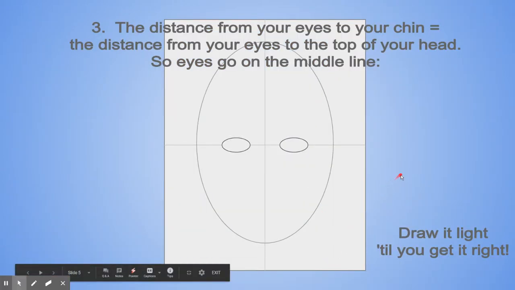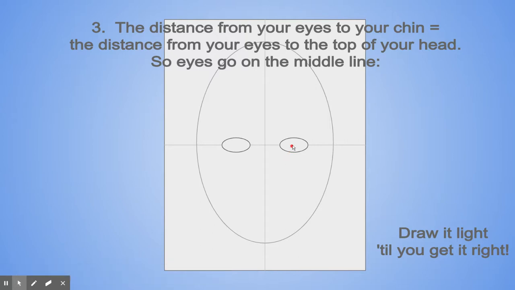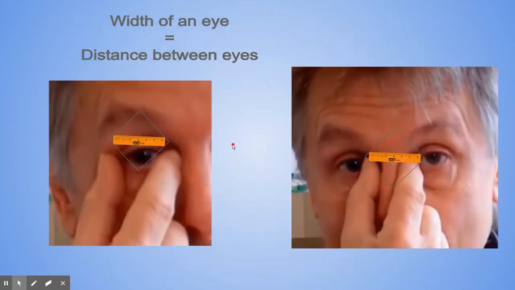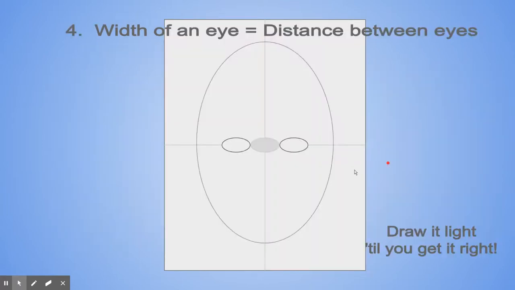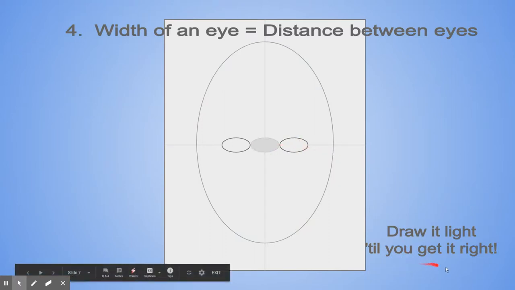Okay, so again, the distance from eyes to chin is the same as from eyes to the top of the head. So we're going to place our eyes right here on the middle line. Ooh, look at that, nice evil red pupils. All right. The other thing is that your eyes are each about as wide as the distance between your eyes is. So that's why you're going to imagine that there's a third one in the middle and put them at that distance from each other, and they'll look right. And remember, draw light till you get it right.